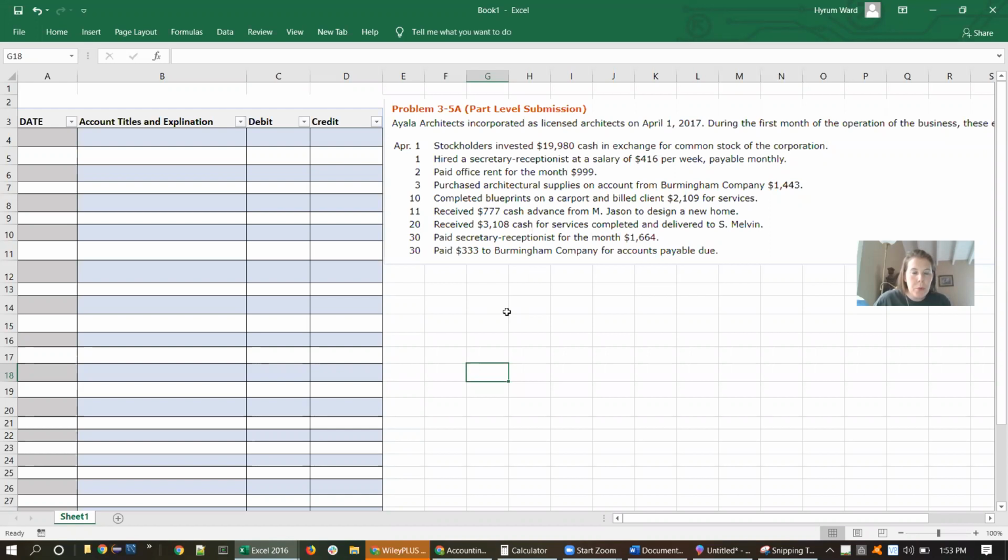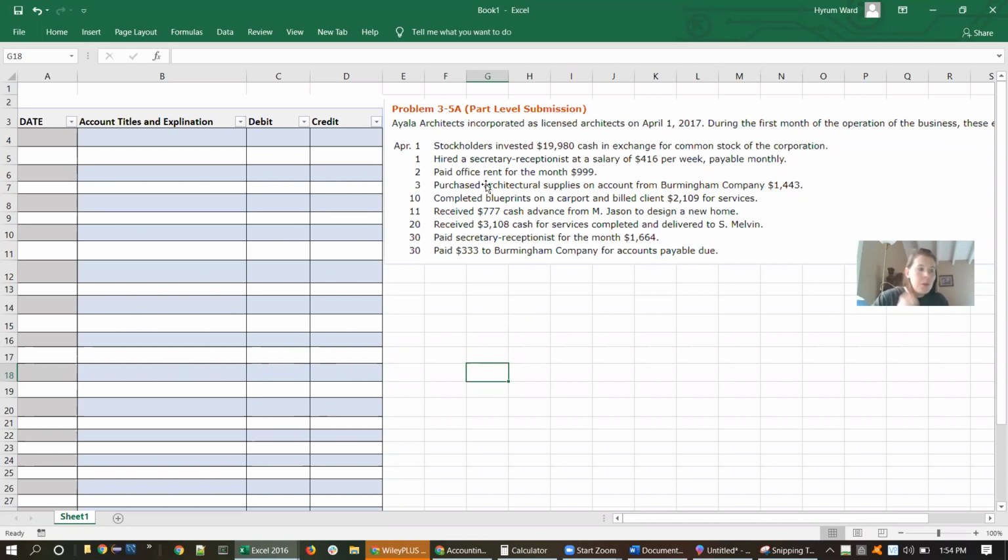Hi, my name is Emily Ward, and I chose week 4, problem 5A. I already did the problem to make sure that I got it correct, and then I couldn't figure out how to erase the cells. So I created my own, but this is basically what the problem looks like.